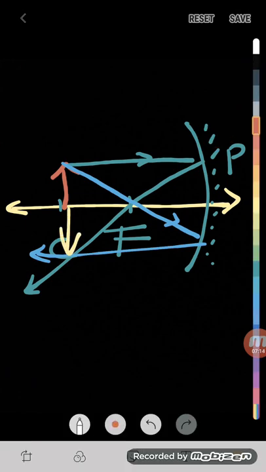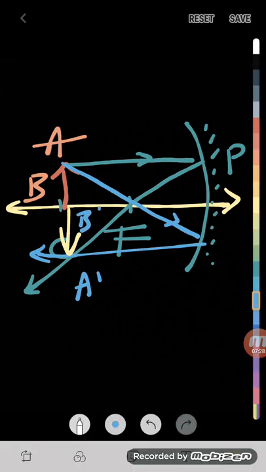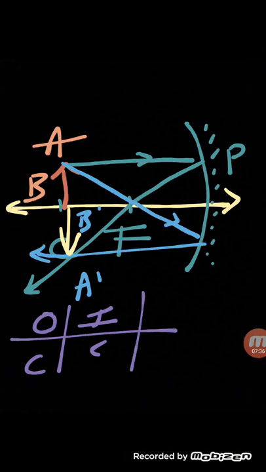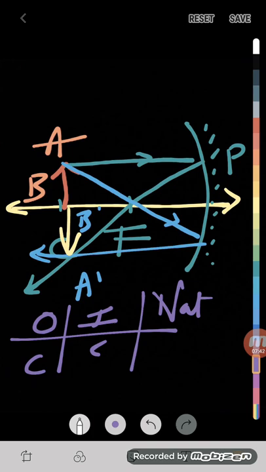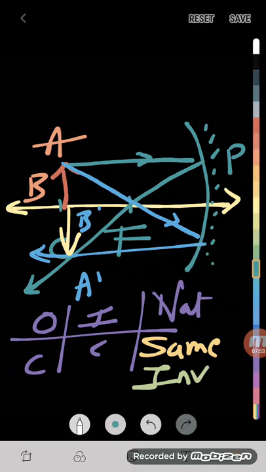If the object is AB, the image is A dash, B dash, right? So let's analyze this. If the object is kept at the center of curvature, the image is formed at the center of curvature. What is the nature? How is the image? Is it magnified, diminished? No, it is the same size. Interesting, right? Same size. Is it inverted? Yes. Inverted images are what? Real.